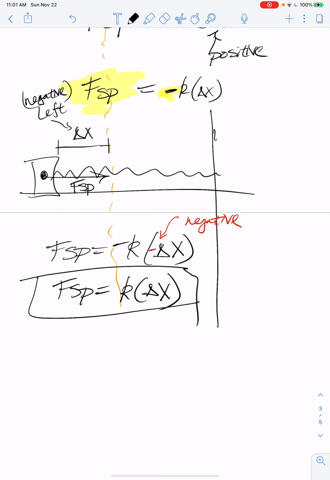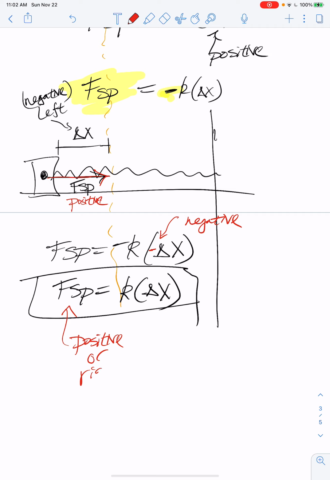See that? And which way does our spring point, right? We just said a second ago, it points to the right. It's positive. And so in the equation, this is positive. Let me rewrite that. Force spring is positive.